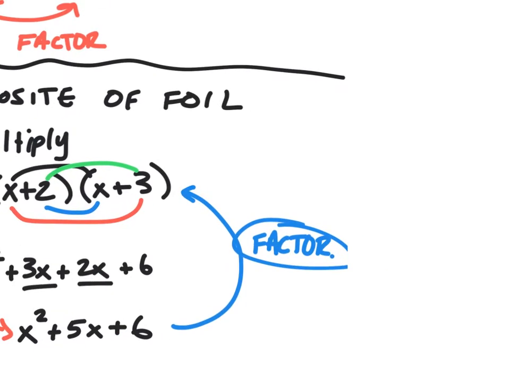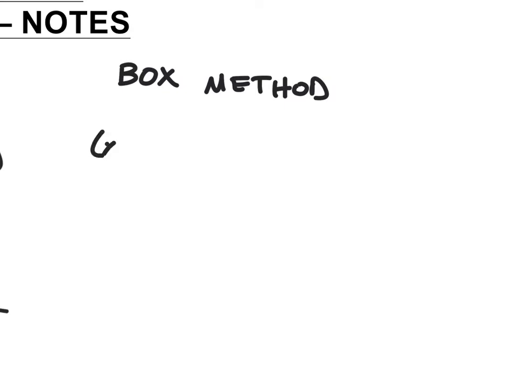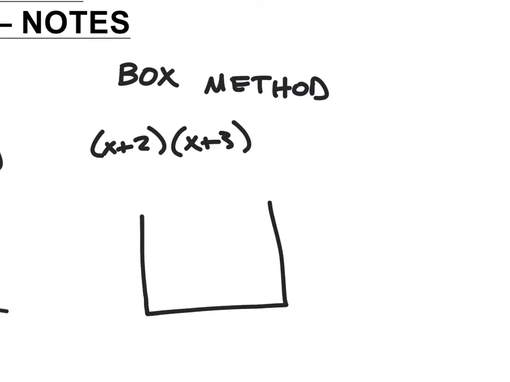So let's do this. We've got a couple different methods. I want to talk about the box method, especially for trinomials. I want to talk about that first. Let's say I have the same thing: x plus 2 times x plus 3, and I'm going to multiply that together. I'm just going to show you how the box method works via multiplication first.